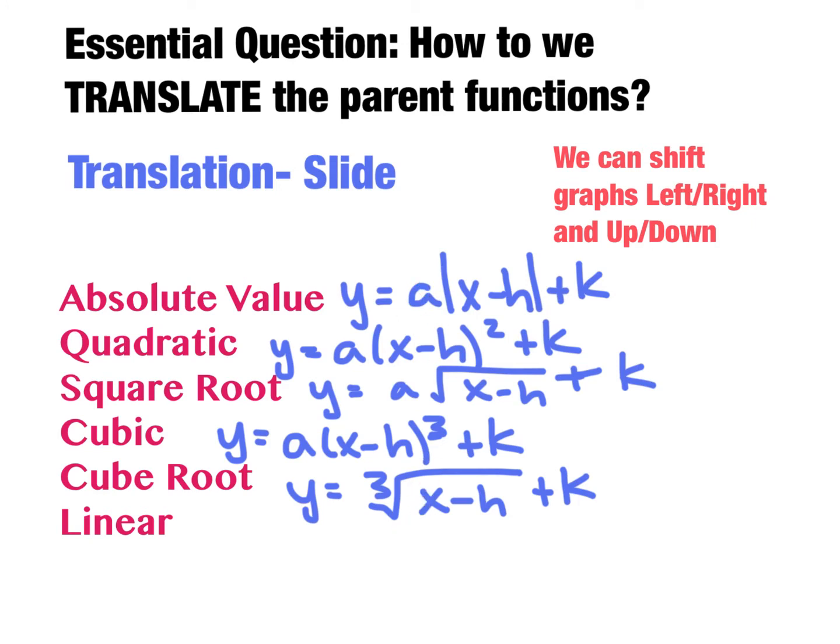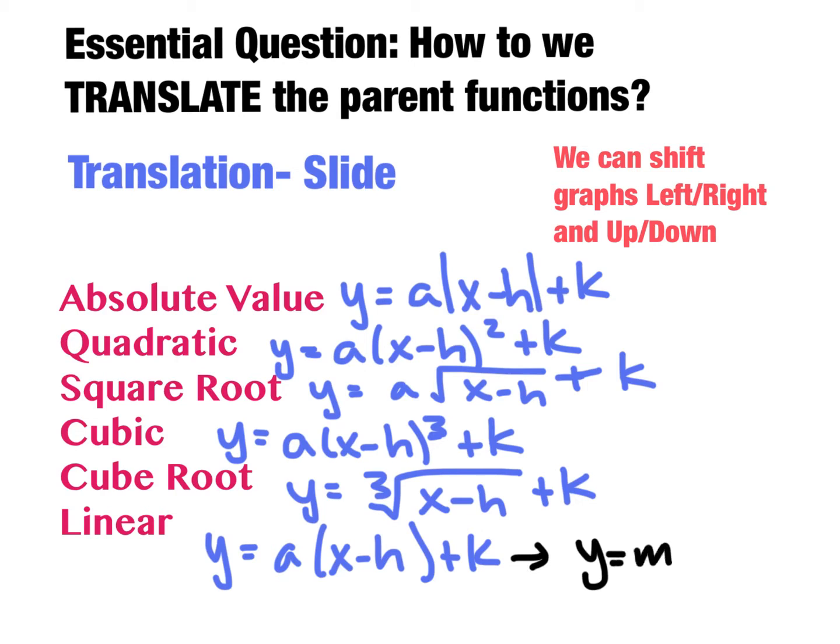Whenever we get down to linear functions, we can also do that. y equals a times x minus h plus k. Now, unlike these other functions where we're taking the absolute value of x minus h, or we're squaring it, or we're taking the square root, with a linear, this is just set up to where you could distribute the a, and this would end up at y equals mx plus b. Okay, so today we're going to only focus on the h and the k.